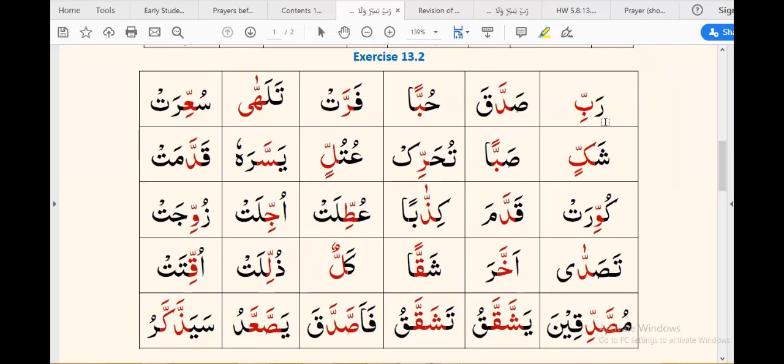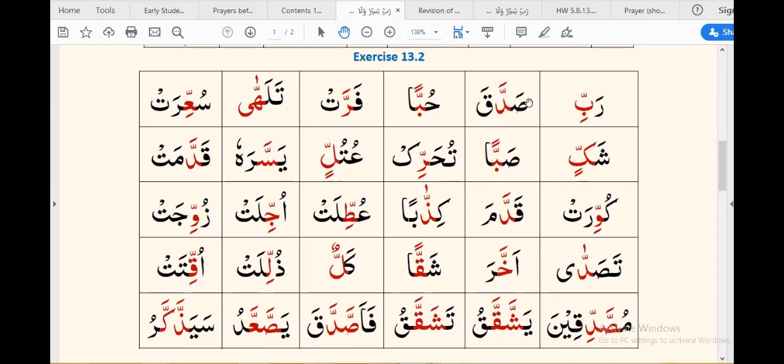Okay? So this first example over here, you can see that the first letter is ra with a fatha, and then you have a ba with a shadda, and then a kasra underneath. So we must join the two letters together and then produce the sound of the kasra. Okay, so repeat after me. Rabbi. One more time. Rabbi. Excellent. Well done.